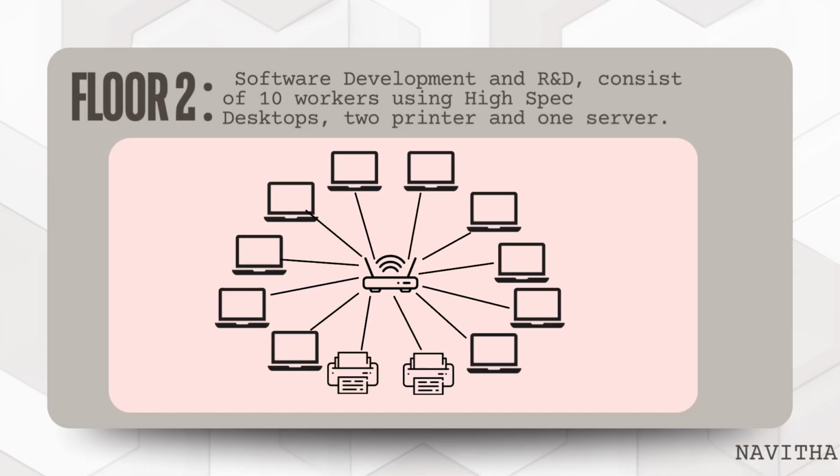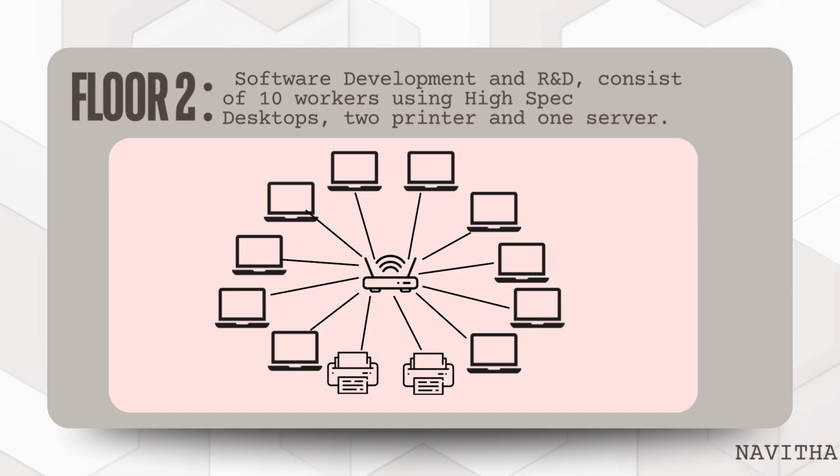Now, let's look at floor 2, which is the software development and R&D department. This floor consists of 10 workers who use high spec desktop computers for programming, testing and research. All the desktops are connected to a central network device such as a switch or wireless router, which allows them to share resources and communicate efficiently within the network.